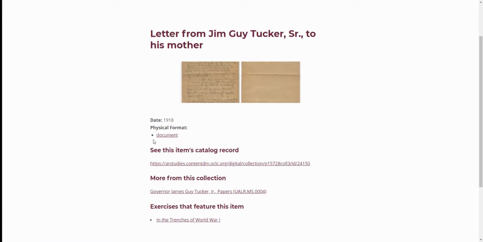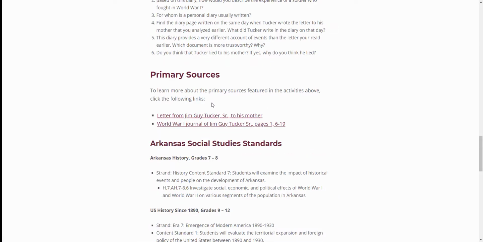That page contains more hyperlinks. Those include physical format links that will lead you to other primary sources that share the same format, a hyperlink to see the item's catalog record, a link to see other photos from the source's collection, and a final link that leads you back to the source's activity page. In some of the activities, you may find a hyperlink under the primary source that leads to a downloadable PDF of the source's transcript.